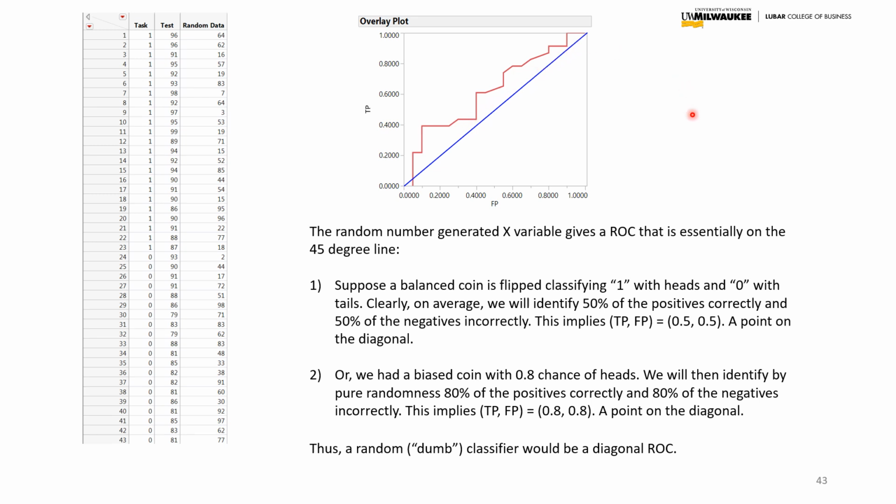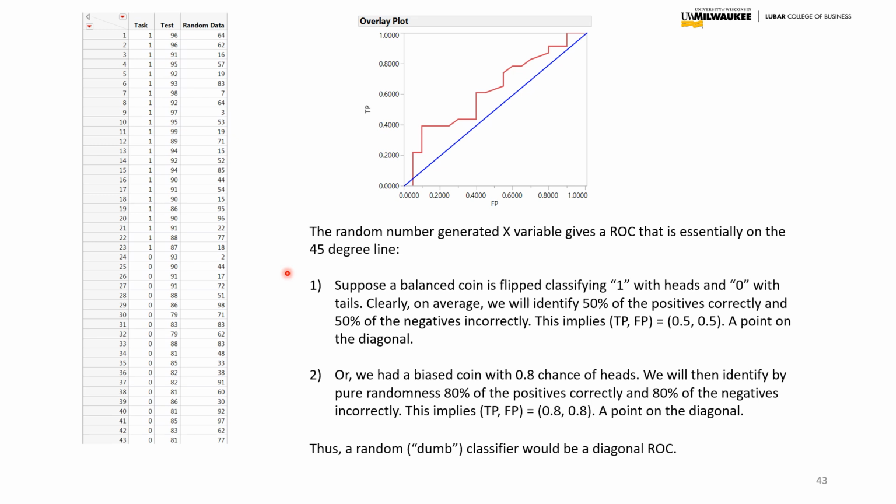Let's think a little more on this. Suppose I took a coin and simply classified individuals as being a 1 if I got a heads and a 0 if I got a tails. That's clearly a dumb classifier. But realize that for the ones in this data set, there's a 50% chance I will correctly classify them as a 1.